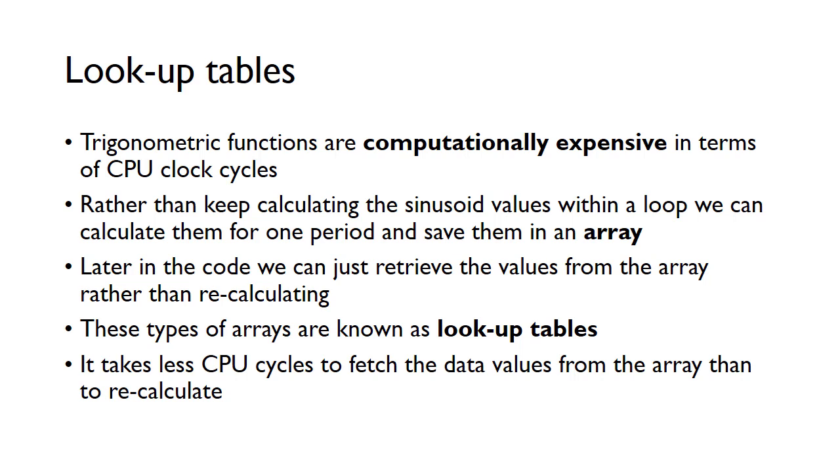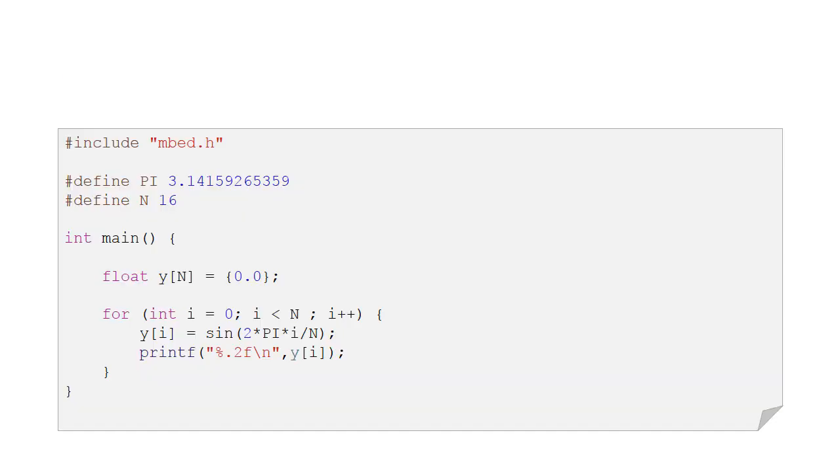We can just calculate the values for one period and then save them in an array, which is stored in RAM. It's much quicker to fetch data from RAM rather than calculate the values using a trigonometric function. So we've got all our values in an array for one period, and later in the code we just retrieve the values from the array rather than recalculating. When we use an array like this, we tend to call it a lookup table, or LUT. It's much more efficient in terms of CPU cycles to fetch data from the array than to recalculate.